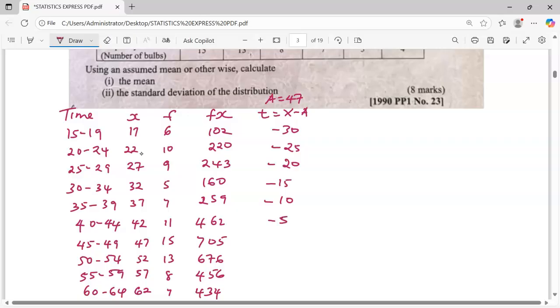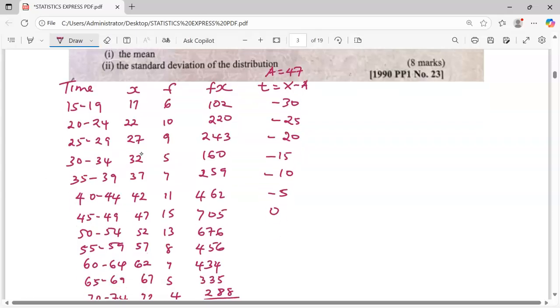After negative 5, you get 0 because it will be 47 minus the assumed mean of 47. Next, you get 5. Next, you get 10, 15. After 15, you get 20. And lastly, we have 25.